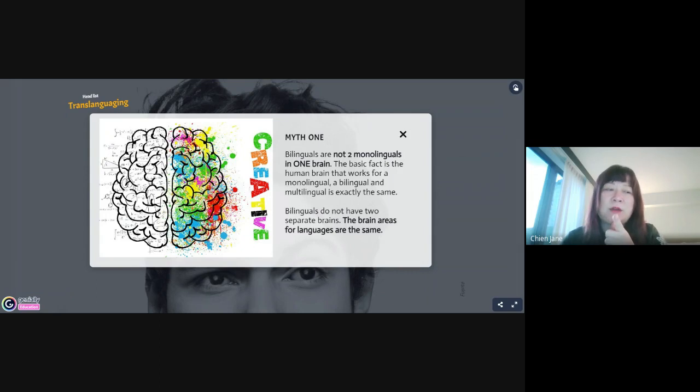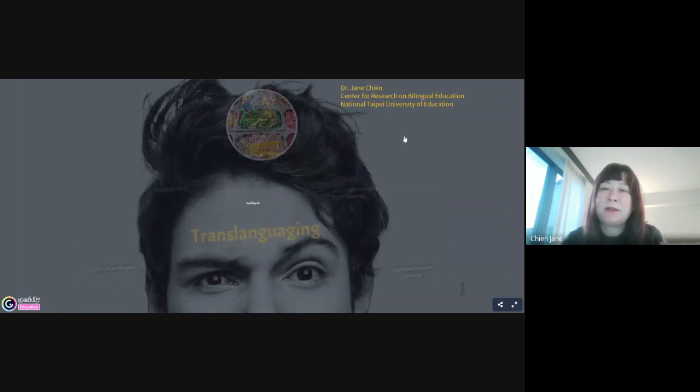Sometimes we're asked to stick with one language, and in fact, we don't have two separate brains for two different languages. The brain areas for languages are the same. We're using the same area for different languages. So we don't have two separate brains or three separate brains. The language processing areas in the brain are in the same area.